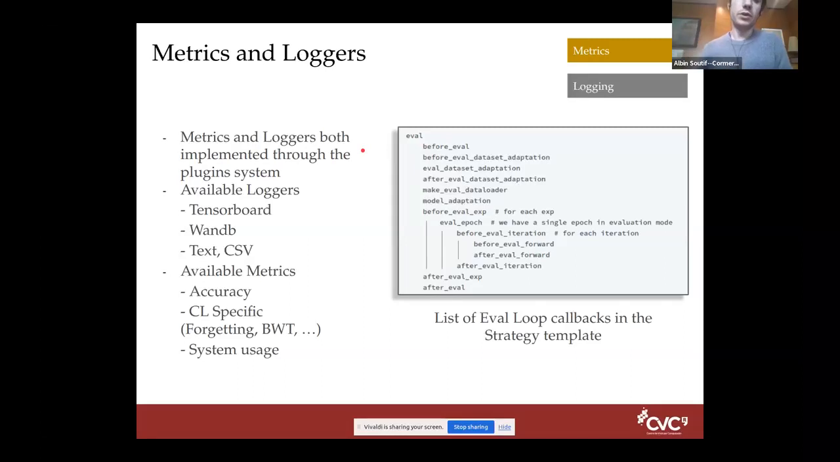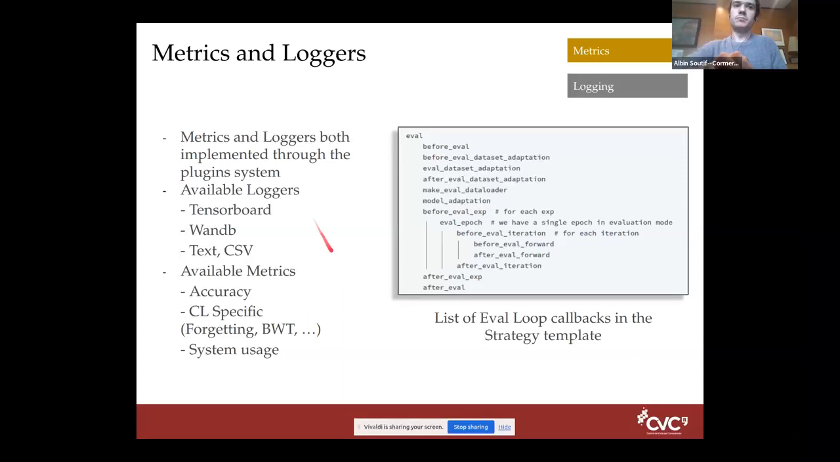Because in the end, evaluation is nothing more than doing forward passes on the evaluation experiences, and then just not training on it. So don't do any backward pass or any optimizer step. You just do forward passes and you get whatever output you have, and you can compute any metric based on that. So that's what metrics are using. They are plugins, and they use these callbacks.